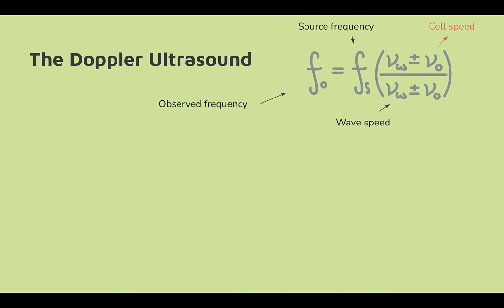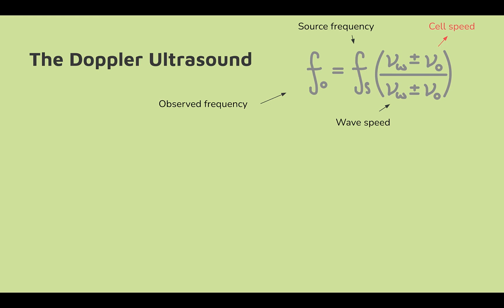The Doppler ultrasound, for example, determines the speed and direction of blood flow and is based on the Doppler effect, which can be modeled by this equation. The probe emits a wave with a certain source frequency. When the wave encounters a moving red blood cell, the wave is reflected back to the probe.